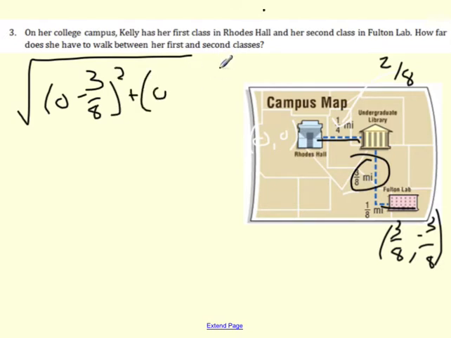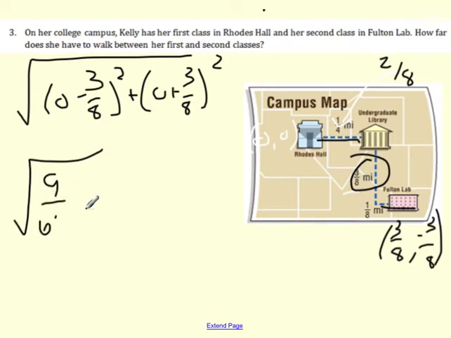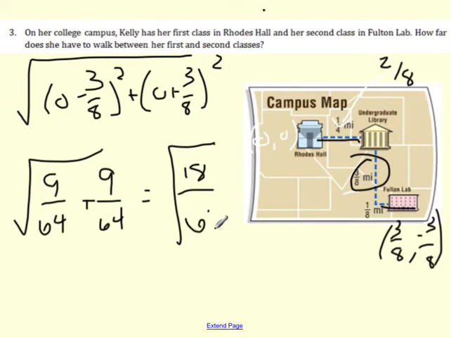Now when we square these fractions, we want to square the top and we want to square the bottom. So 3 squared is 9, 8 squared is 64, plus 3 squared is 9, divided by 8 squared is 64. So these are two fractions that we can add together. What we end up getting is the square root of 9 plus 9, which is 18. Now remember, when you add fractions, you keep that denominator the same. So that's going to be 64.